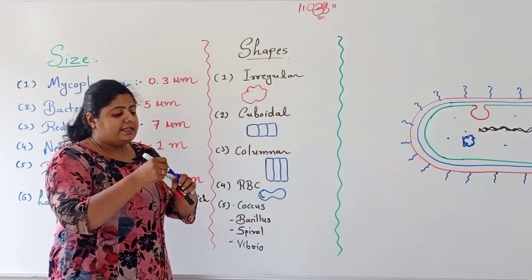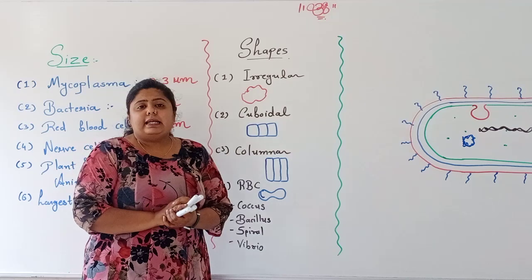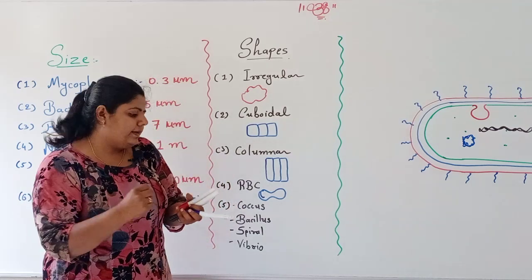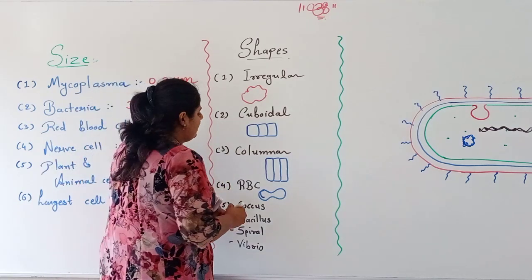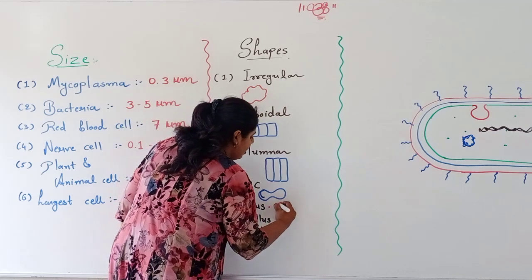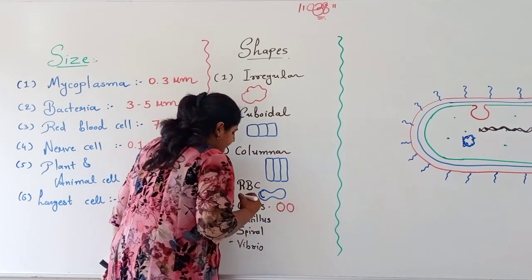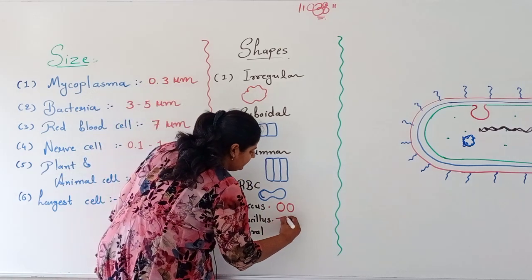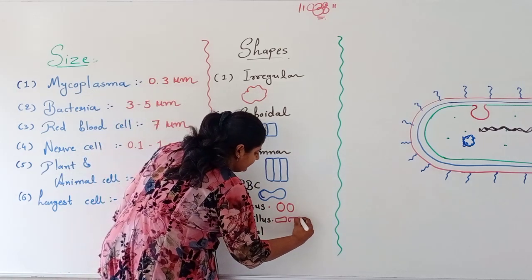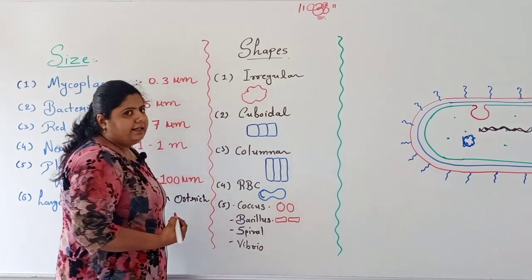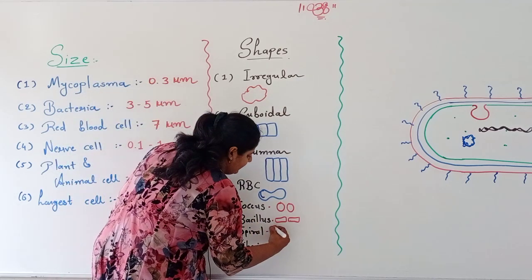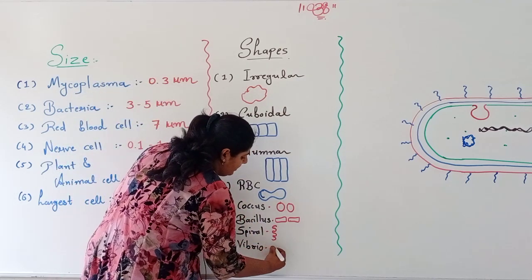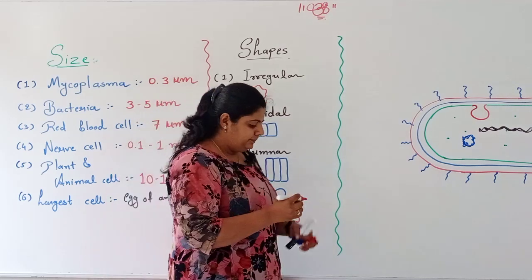Next, shapes in bacteria. Bacteria are available in various shapes. Some are coccus. Coccus means round, like rasgullas. Then bacillus, rod-like structure, like your soya stick. Spiral, like Maggie. And vibrio, comma-shaped, like pasta.